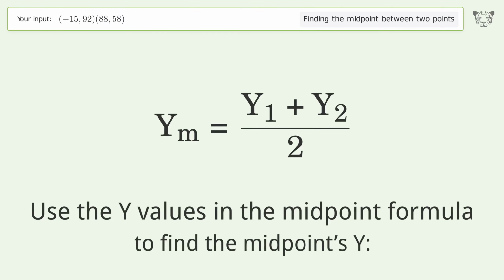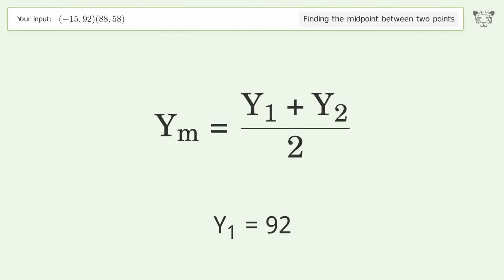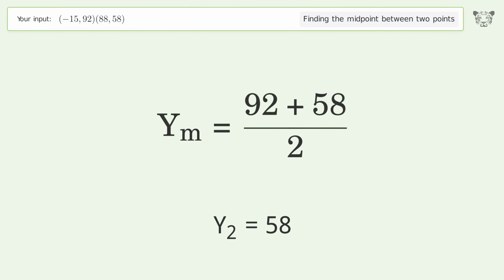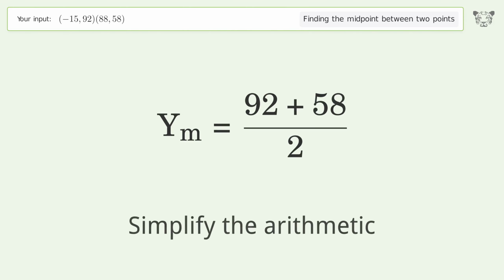Use the y values in the midpoint formula to find the midpoints y. y1 equals 92. y2 equals 58. Simplify the arithmetic.